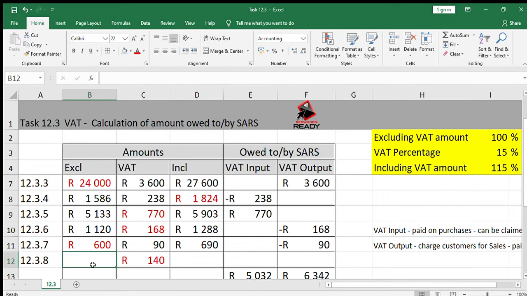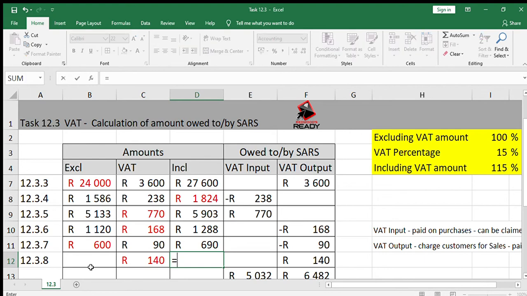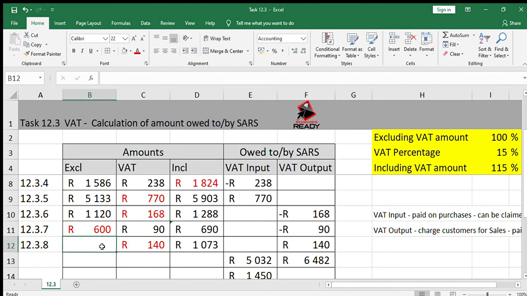And then 12.3.8, Helen draws trading stock for personal use and we've been given 140. Now trading stock, the goods have left the business. So it is recorded as VAT output for drawings. The goods have left the business, so we're going to record it in the output column. So we can already put 140 into the output column. We just need to calculate our inclusive amount and our exclusive amount. I'm going to calculate inclusive first. Remember I've been given VAT, which is 140, so I'm going to say 140 multiplied by 115 divided by 15, to get 1070. Then 1070 minus 140 to get 933. Alternatively, we could have said 140 multiplied by 100 divided by 15, and you still get 933.